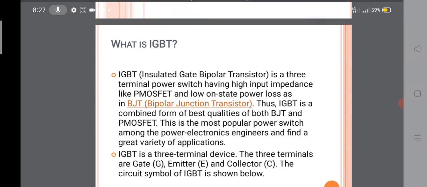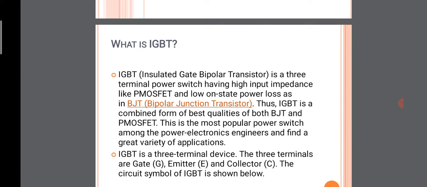What is IGBT? IGBT is a three-terminal power switch having high input impedance like a power MOSFET and low on-state power loss as in a BJT, that is bipolar junction transistor. Thus, IGBT is a combined form of the best qualities of BJT and power MOSFET. This is the most popular switch among power electronics engineers and finds a great variety of applications. IGBT is also known as metal oxide insulated gate transistor, that is MOS IGT.